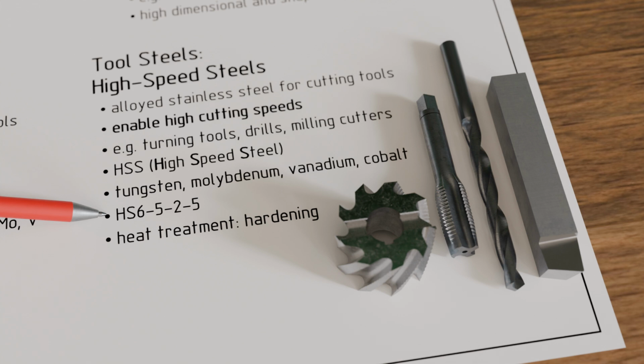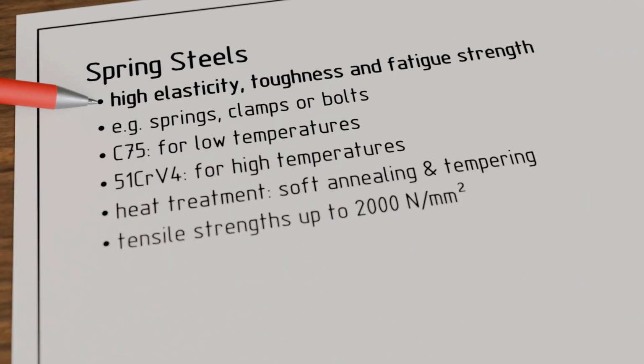To achieve the required hardness and wear resistance, high-speed steels undergo a hardening process in which the steel is heated to over 1,200 degrees Celsius and then rapidly quenched in a salt bath. A subsequent tempering step at around 550 degrees Celsius provides the final mechanical properties. Compared to cold or hot working tool steels, HSS cutting tools allow for cutting speeds that are about 3 times higher. Another group of steels is known as spring steels.